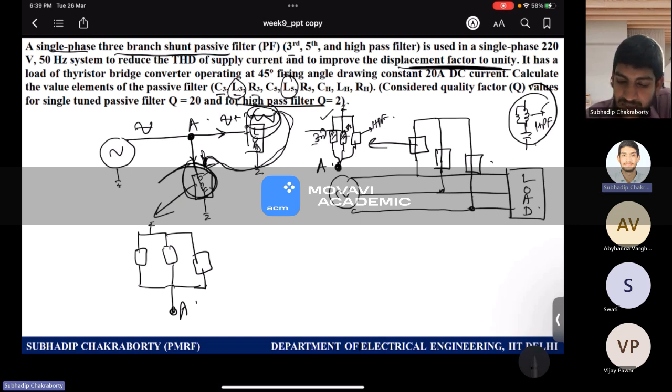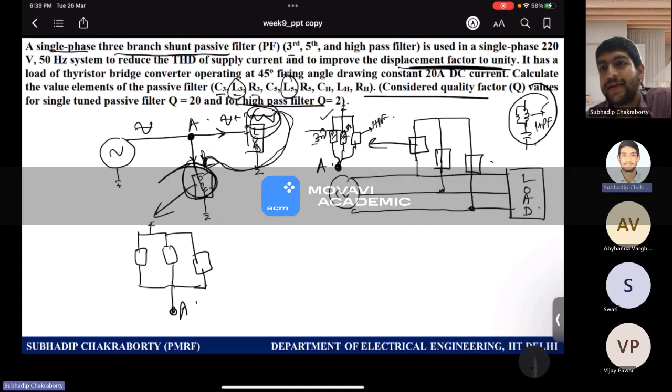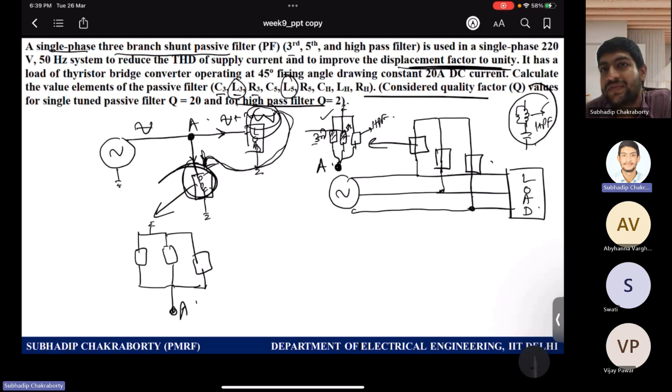Then the inductors will behave to provide a low impedance path only to those higher order harmonics. So you need to calculate individually, for the third, fifth, and high pass filter branch, the values of the inductors and capacitors. In order to do such a problem, you first calculate the reactive power burden. Once you know the reactive power demand, you can calculate the value of the capacitors. And we assume that the capacitors are the same for all the branches, the third harmonic, fifth, and higher order high pass filter branch.